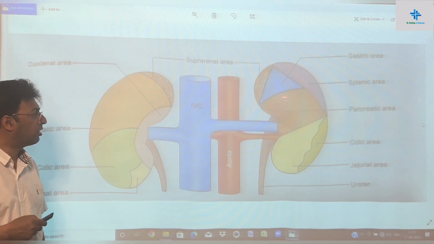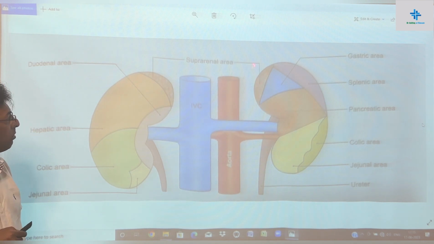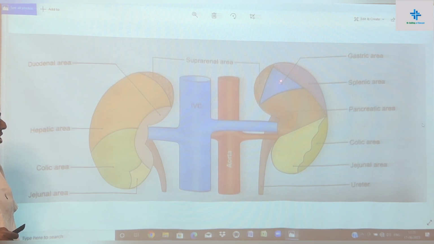Now, as far as the left kidney is concerned, again, as previously demonstrated, this is the suprarenal area at the upper pole of the left kidney, and this is the area for the stomach, the gastric area. Then over here, more laterally to the left, is the splenic area. Over here we have the pancreatic area, and again the colic area here as well as here, and then the jejunal area over here. This is the ureter from the left side, and this is the ureter from the right side.